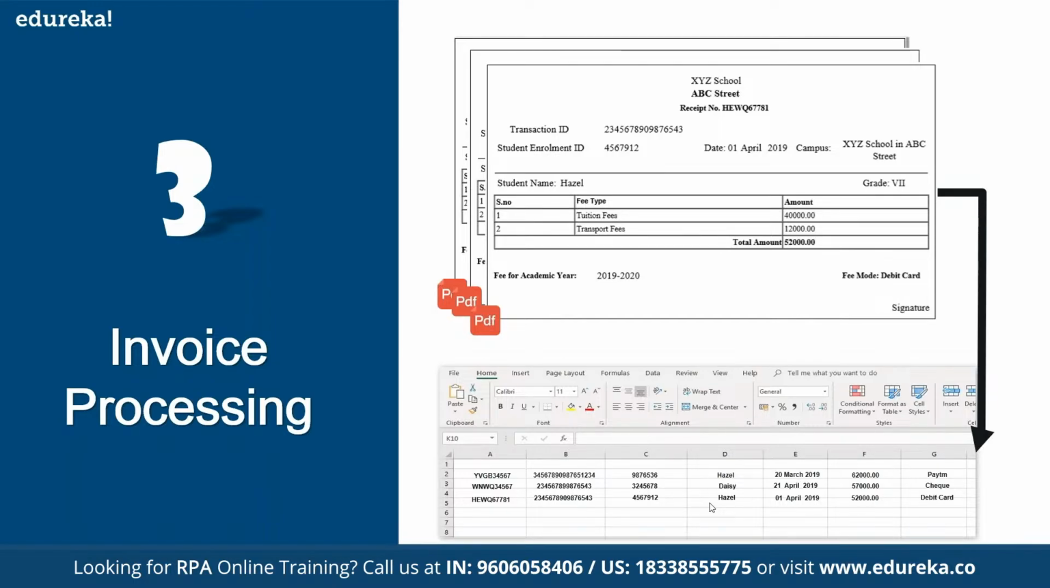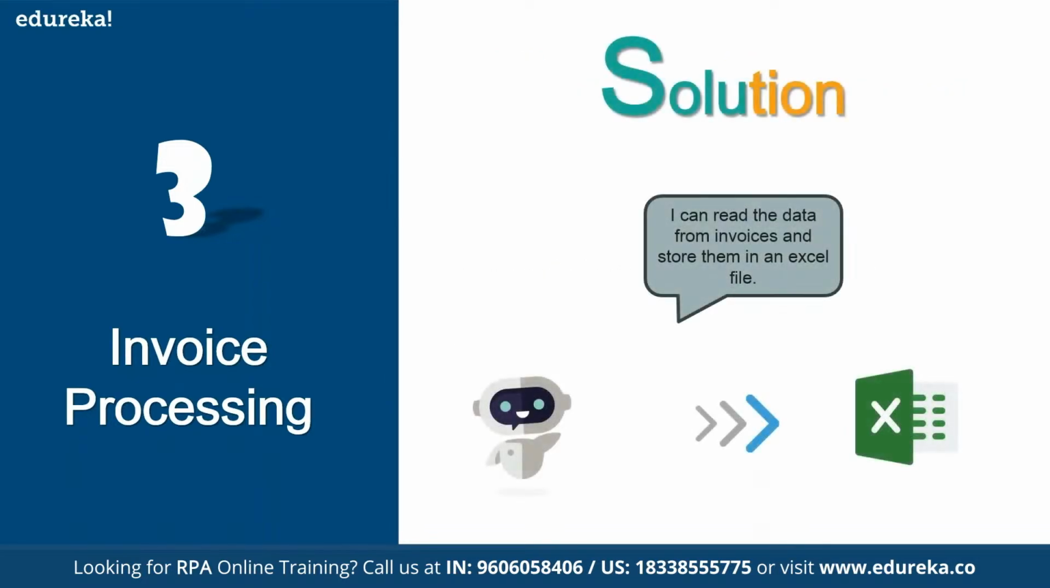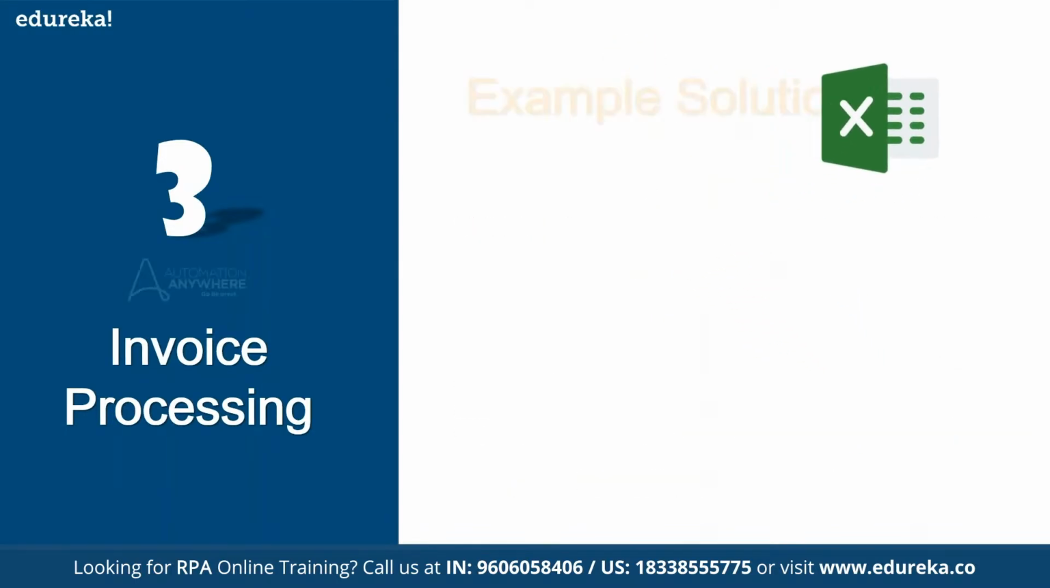an Excel. So you are extracting this chunk of data from the PDF, that is transaction ID, student enrollment ID, date, and storing all this information into an Excel. That extraction can be done using RPA, right? And this is a widely used project. Companies will have multiple PDFs and you have to extract that data and store it in an Excel. And how is that done?